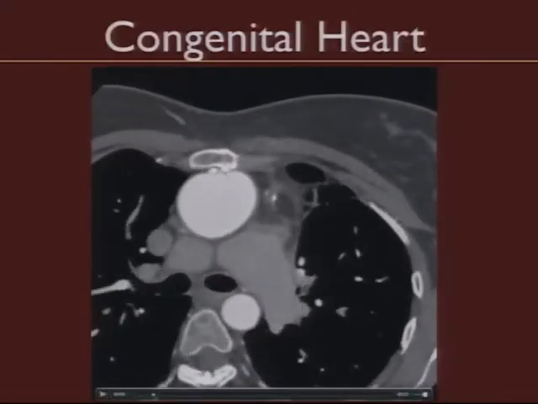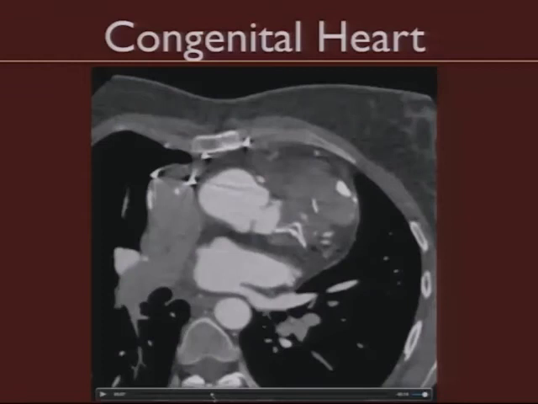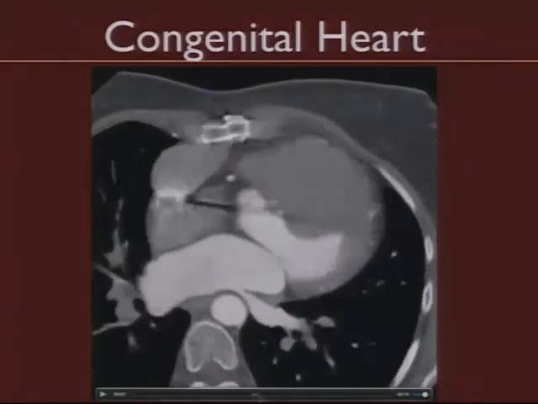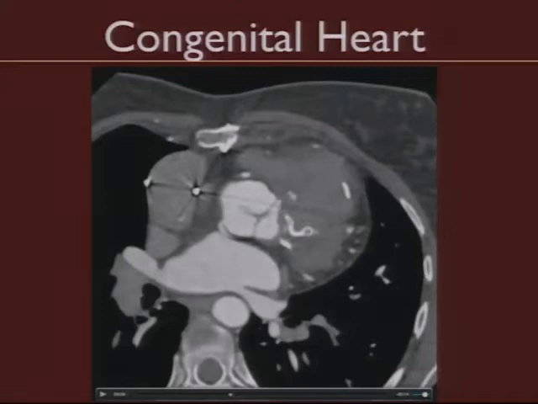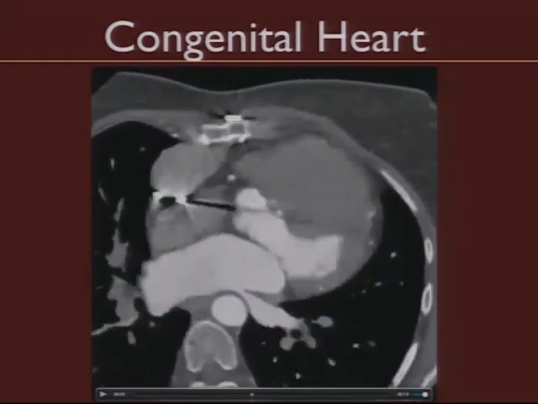Here's a congenital heart. I don't want to spend a lot of time on the overall anomalies within the heart. You can see there are several. I just want to point out that this is one of the situations where you shouldn't be surprised to see anomalous coronary arteries, in particular from the non-coronary cusp. So this is one of the times you may see the non-coronary cusp actually supply a coronary artery. In this case, the circumflex is arising from that non-coronary cusp.